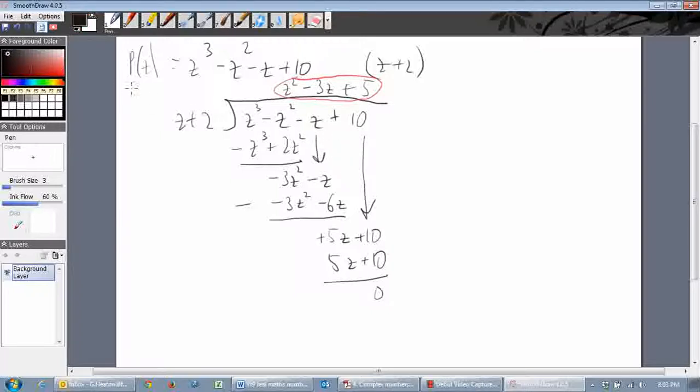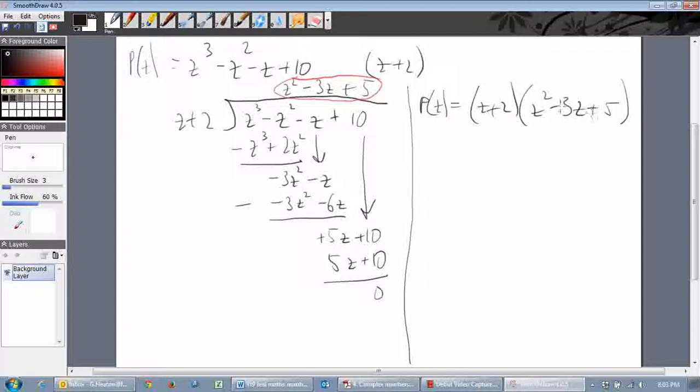Okay, so it's a lot of work. Factorizing is a lot of work. I'll just come over here. And so therefore, at the moment, we have that this polynomial is equal to (Z plus 2)(Z squared minus 3Z plus 5) so far. Okay, let's finish this off.